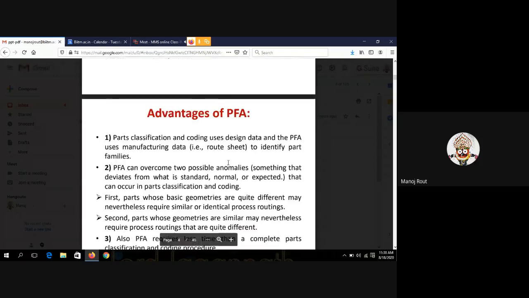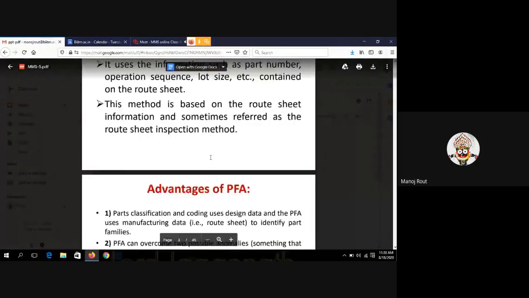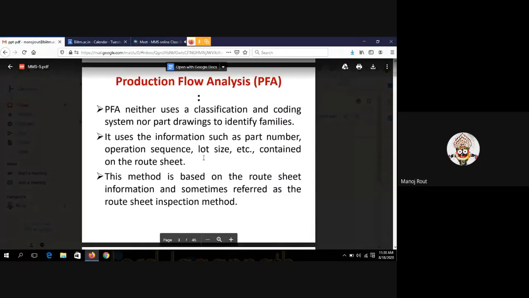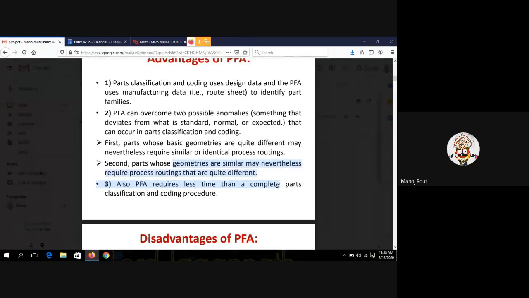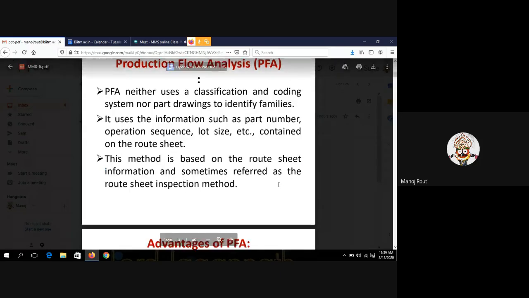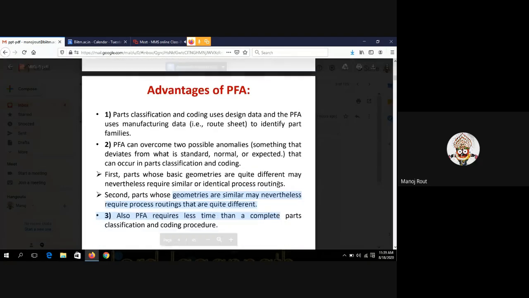The next part is the product flow analysis. Just a minute, it directly jumped from one place to another place. So in case of product flow analysis, it can overcome two possible anomalies that are already defined now. That is, directly deviated from the standard normal and your expected, that directly deal with the part classifications and codings.